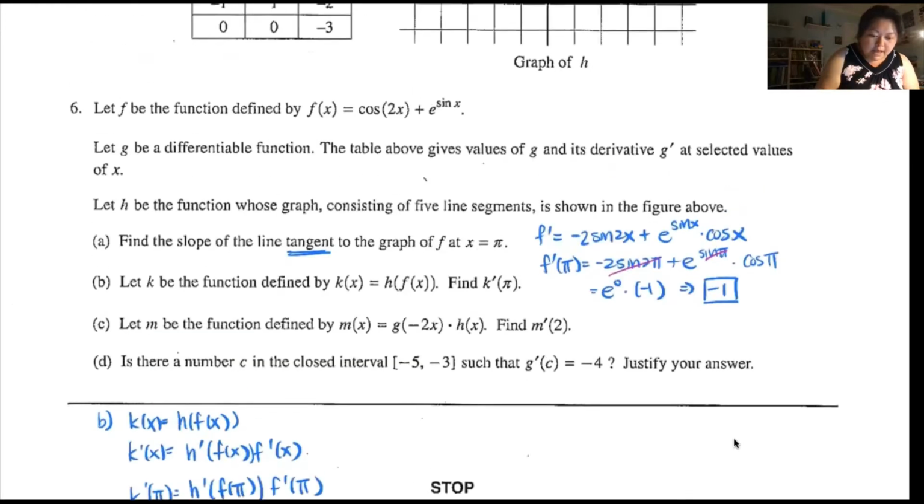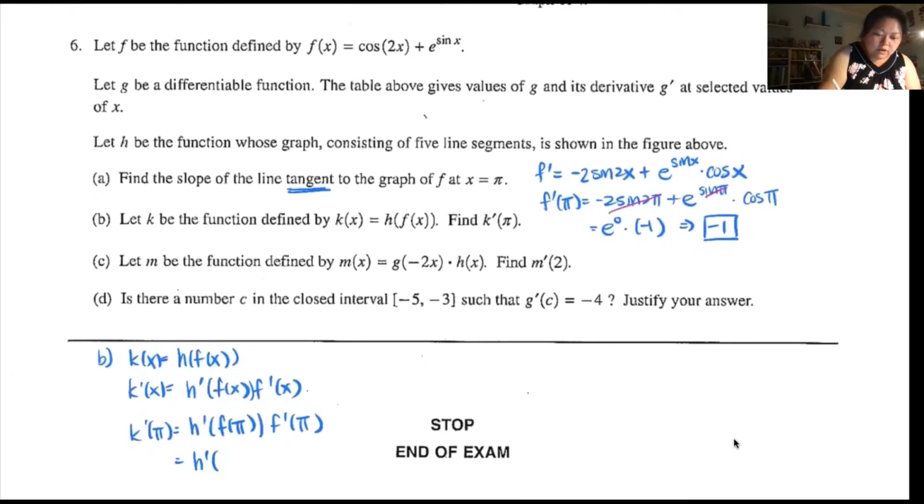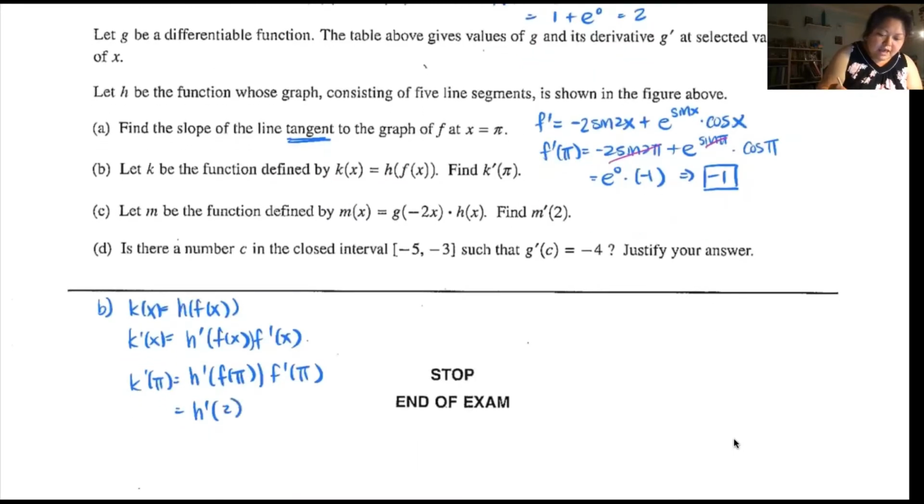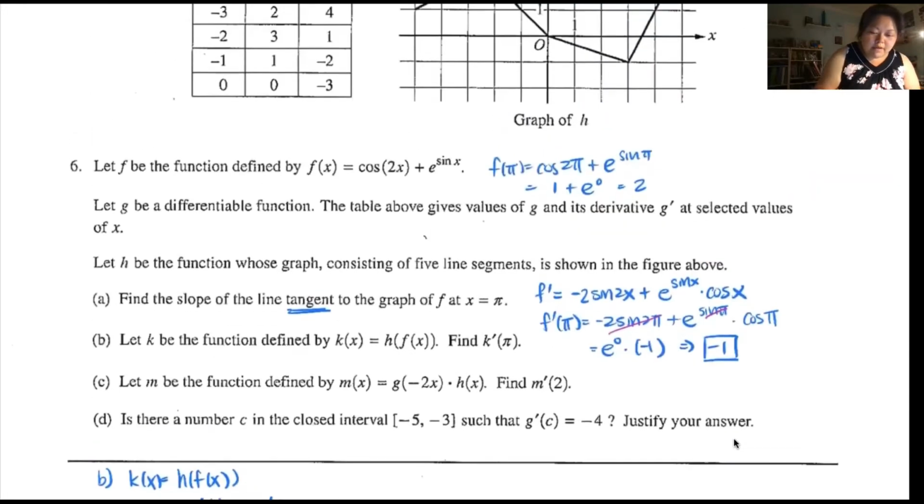So first, what's f of pi? Plugging pi into my f, f of pi equals cosine of 2 pi plus e to the sine of pi. Cosine of 2 pi is 1, e to the 0 is 1, so it's 2. That's easy, 2. F prime of pi we got from the previous part. F prime of pi is negative 1. So what is h prime of 2?